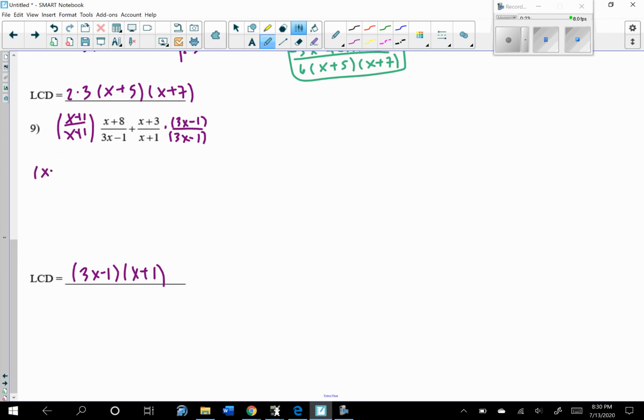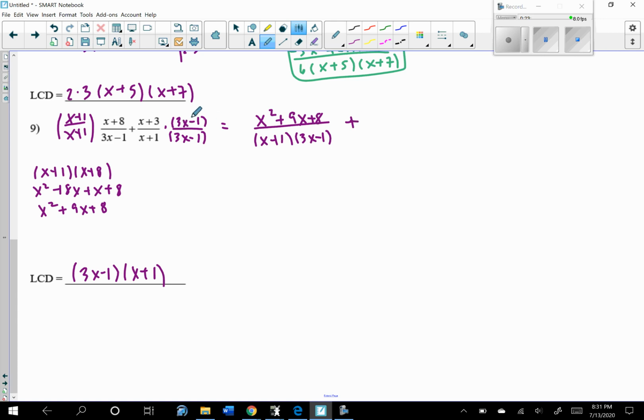So let's go ahead and do the x plus 1 times x plus 8 first. So if I FOIL this out, I get x squared plus 8x plus x plus 8. So x squared plus 9x plus 8. Your denominator, remember, we're leaving in factored form, so that's nice. You can just leave it as x plus 1 times 3x minus 1. And of course, if it's a standardized test, I'll probably FOIL that out, but for now, we're just going to leave it in factored form.